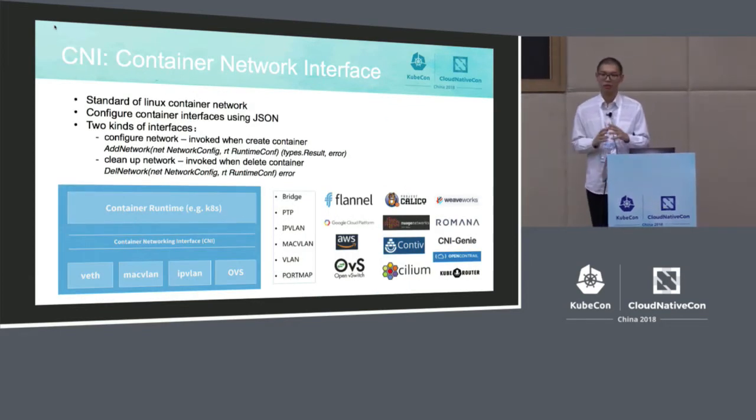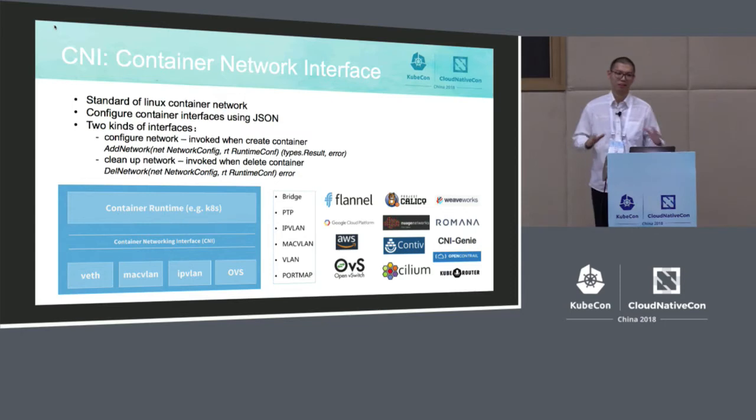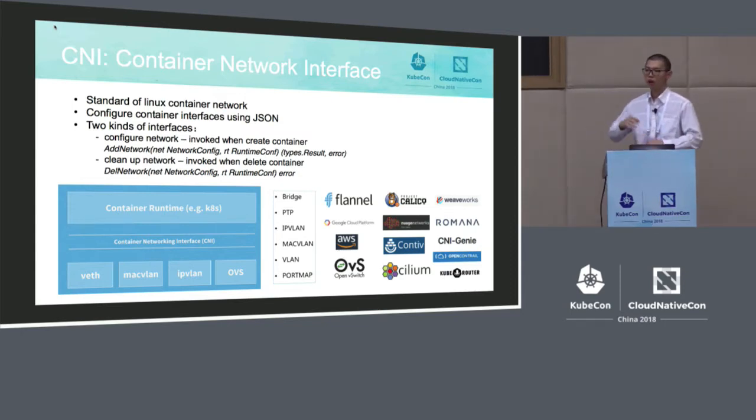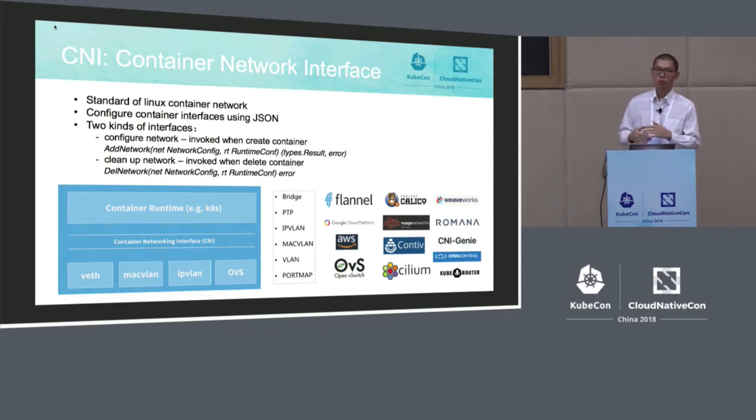We just mentioned CNI. What is CNI? To put it simply, it is the standard of Linux container networking. In terms of a standard, it must be a spec, described in a file, to describe such a pod network. Within CNI, there are two types of interfaces. One is to create the network, that is, add a network list. Within this interface, there are two parameters. One is the network config, and the other is the runtime config.